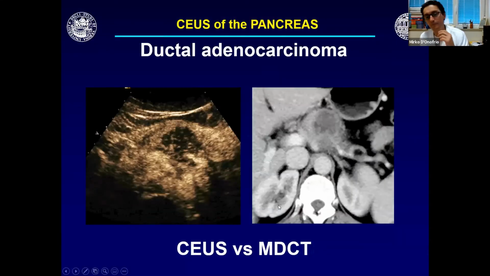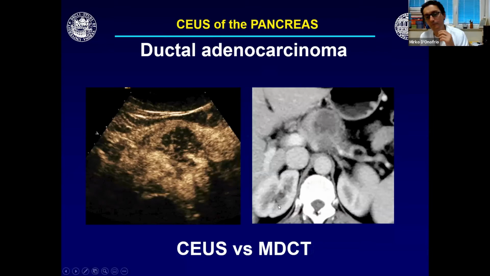What about the correlation? So why do I have to inject contrast and not move directly to CT? Because here you can see a perfect correlation with the CT, but sometimes this is not the result. Let me show you this paper.